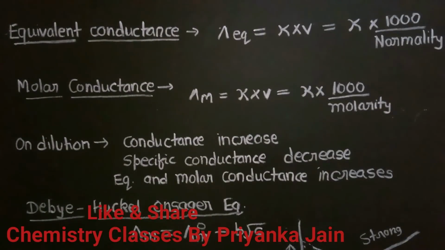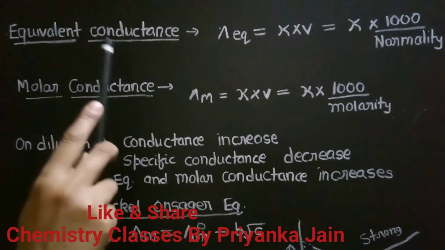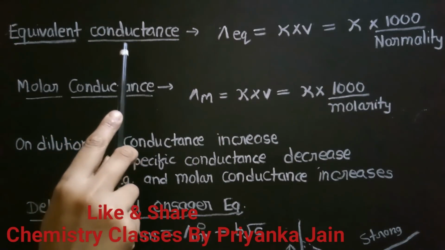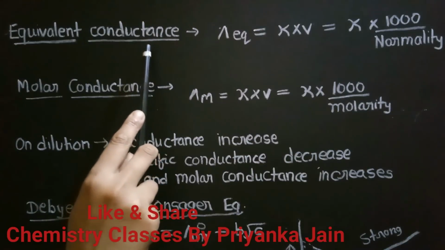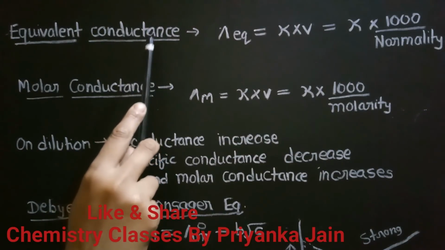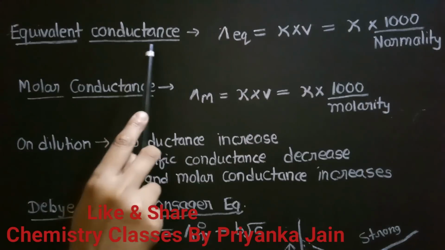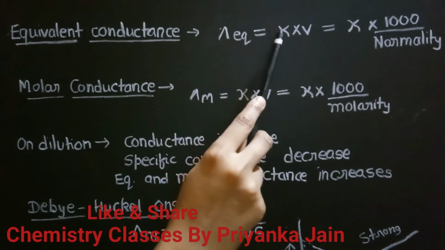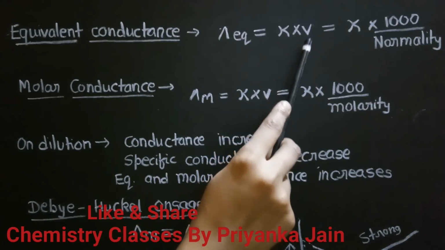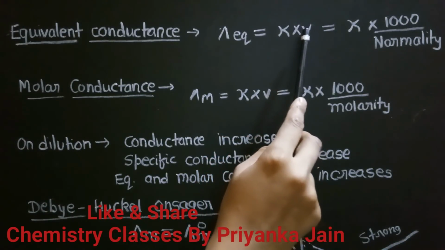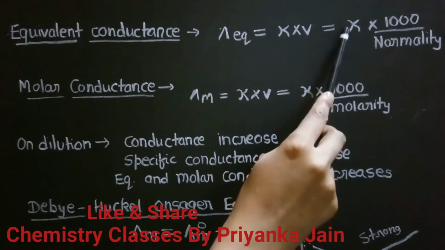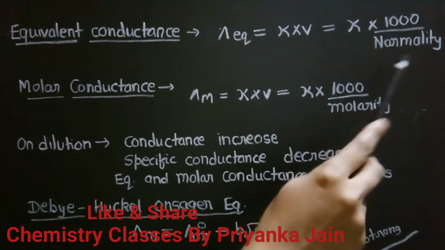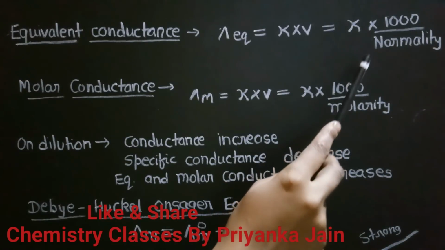Then the next term is the equivalent conductance. It is the conducting power of all the ions that are produced by 1 gram equivalent of the electrolyte in a given volume of the solution. In formula form, it is given by equivalent conductance is equal to kappa times volume. If we put the value of volume, then our equation becomes kappa times 1000 divided by normality. So by this formula, we can calculate the equivalent conductance.